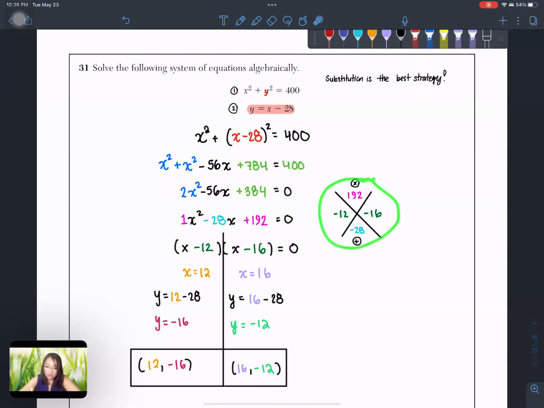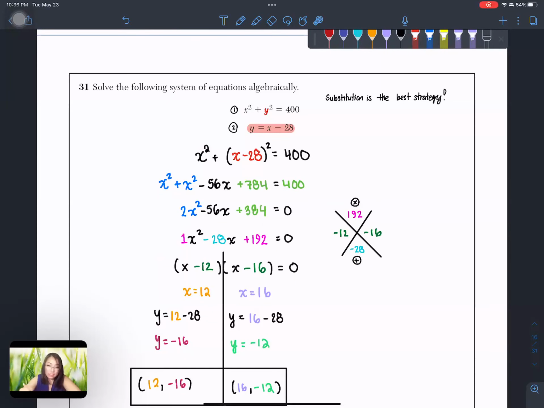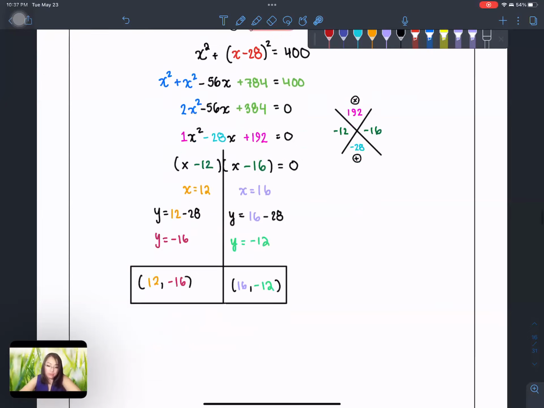Use your trinomial factoring, break it apart, and you get 2 answers, and then substitute back to get (12, negative 16) and (16, negative 12). And it should make sense because it's a circle where the line hits it twice, it goes in and out. So it could have 1, 2, or no solution. So watch out for that.